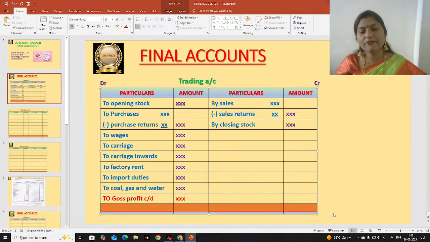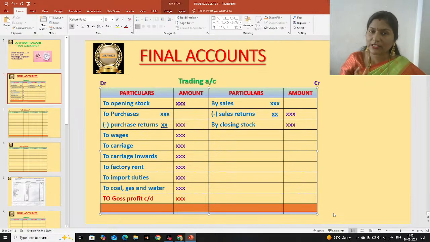We write gross profit on the debit side if the amount is less on the debit side. For example, credit side total is 20,000. Debit side total is 15,000. Credit side total is more, so in both the sides' totals you should write the credit side amount only. The 20,000 we write on both sides, and on the debit side you should write 5,000 rupees. 20,000 minus 15,000, 5,000 you will get. You should write it for gross profit on the debit side.